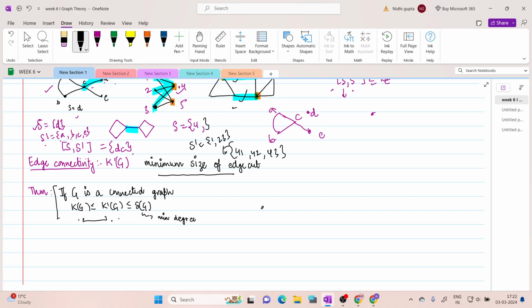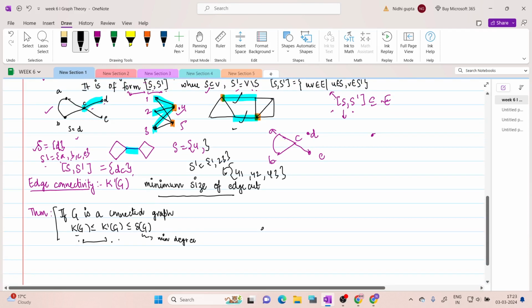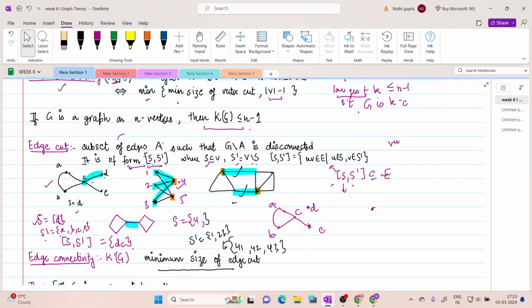So we can see that if we want to compute any of these, we can use these inequalities. So now this was about connectivity. Now let's try some questions regarding this.